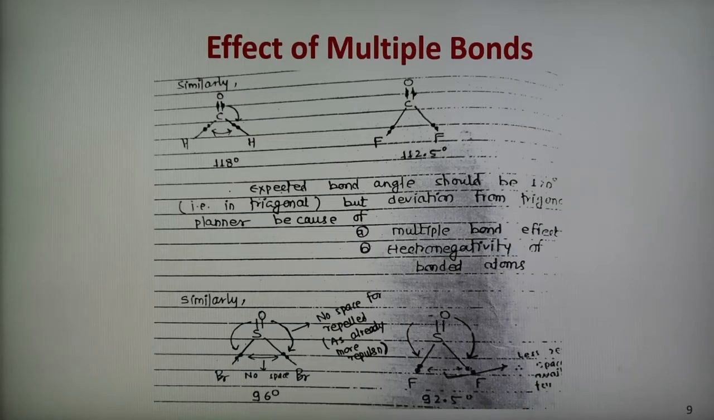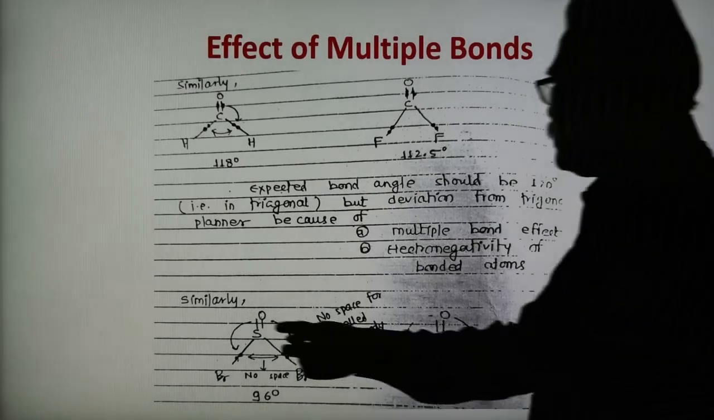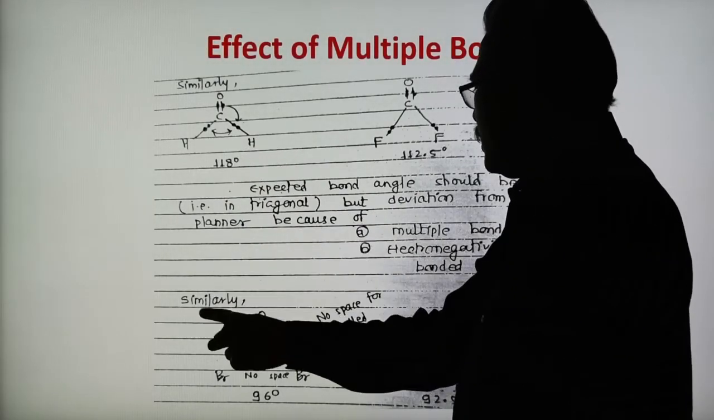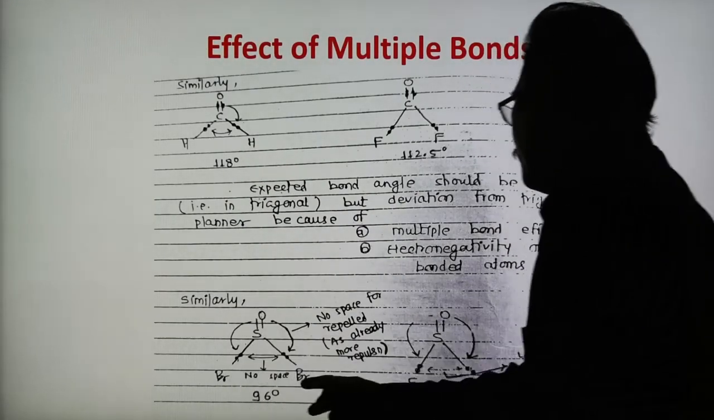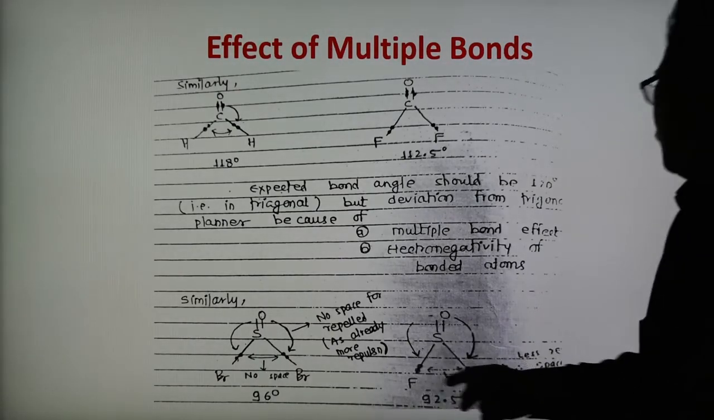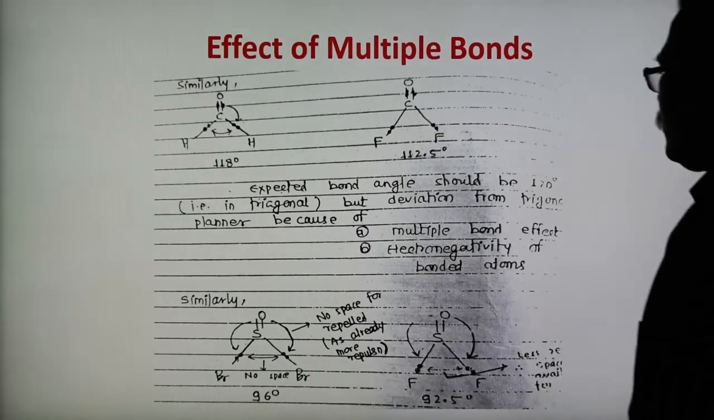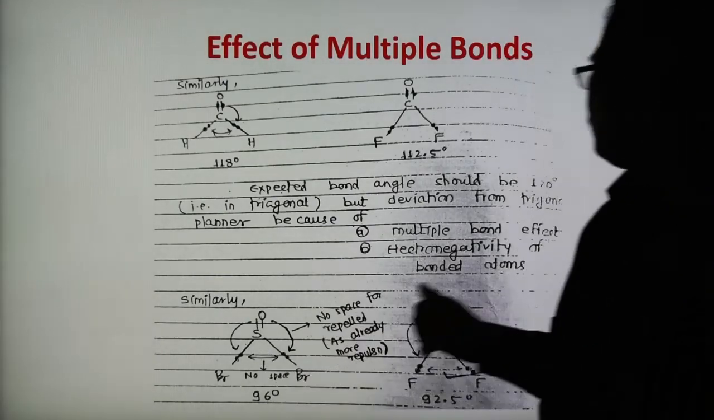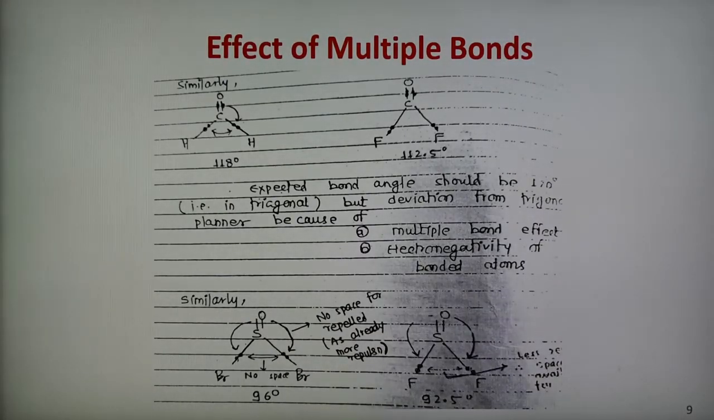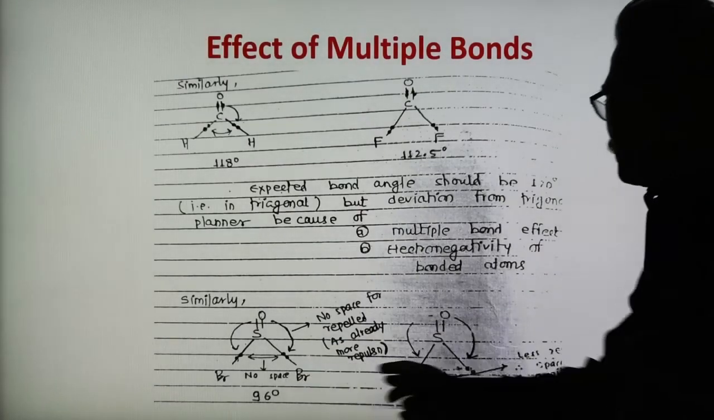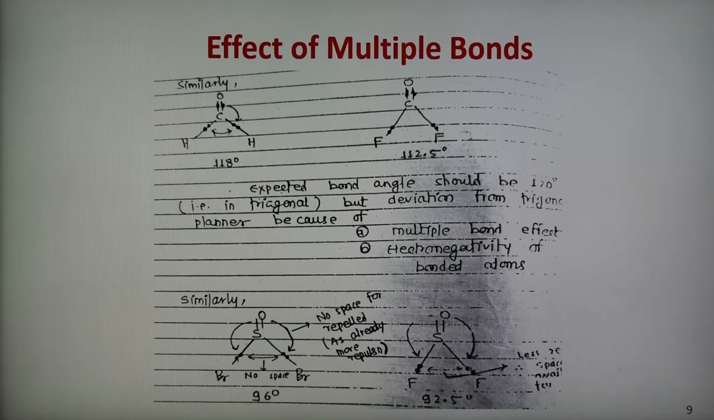Similarly, in the same way, another example is SOBr2 and SOF2, with similar reasons. In this case there is already more repulsion, and therefore the bond angle is more. In the other case, there is less repulsion, and therefore the bond angle is less. So these are similar types of examples shown here.